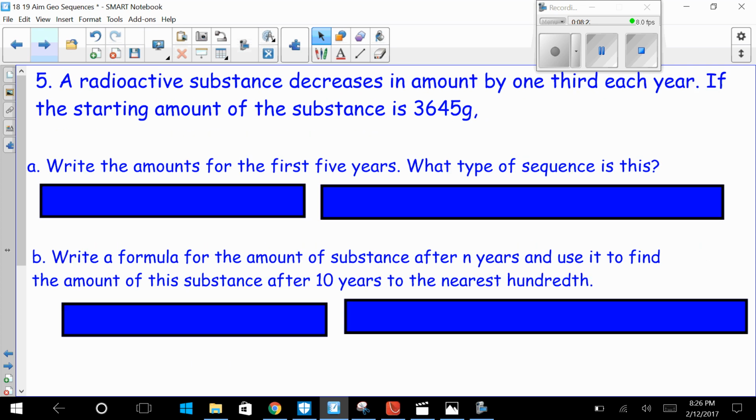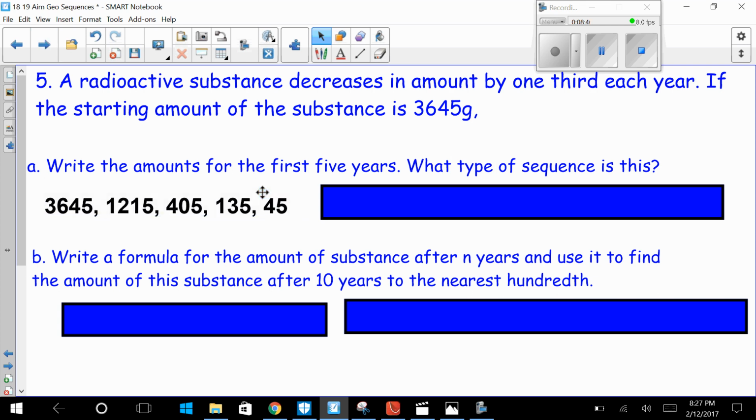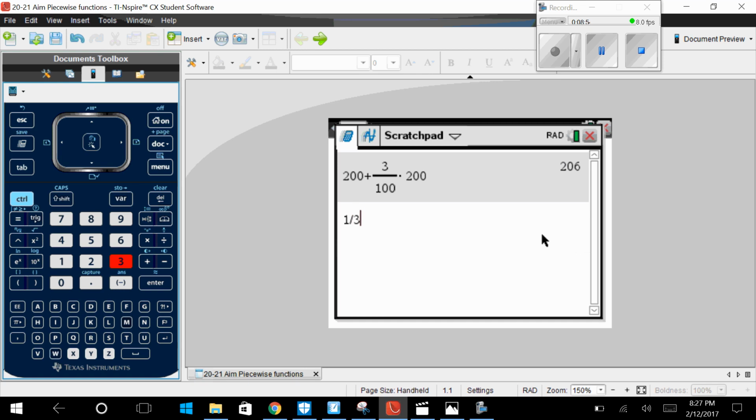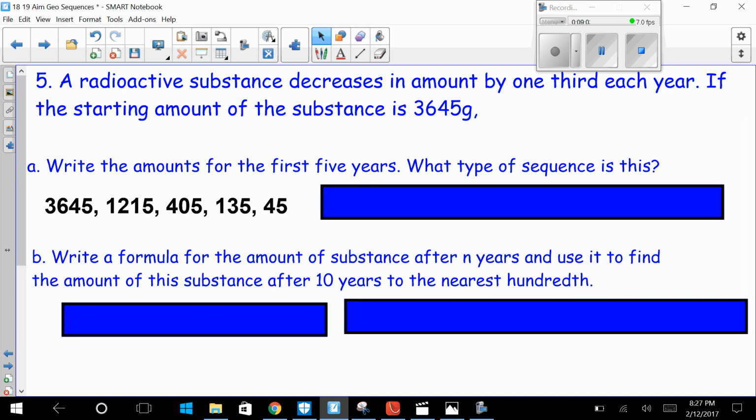Here's an example of a radioactive substance that decreases in amount by 1/3 each year. If the starting amount of the substance is 3,645 grams, write the amounts for the first 5 years. What type of sequence is this? So it decreases in amount by 1/3 each year. Okay. So the first year is 3,645. Well, 1/3 of that is, so let's start with the calculator. So 1/3 of 3,645. Let's see what that is. That's 1215. So that's how much the next year we have.